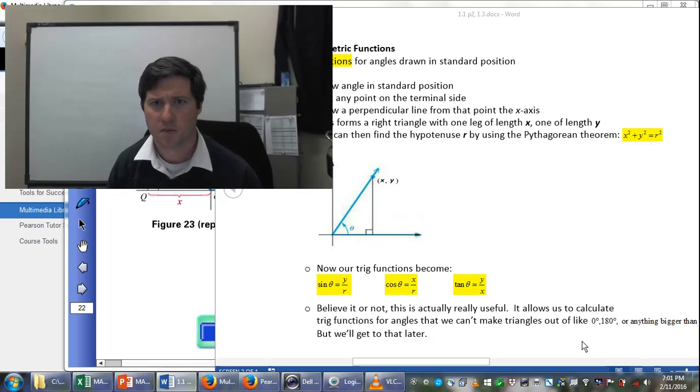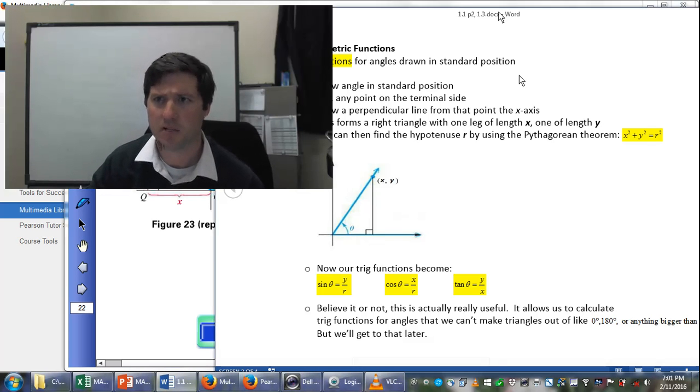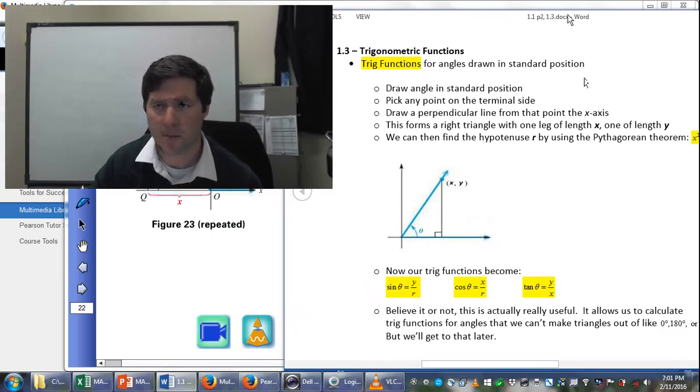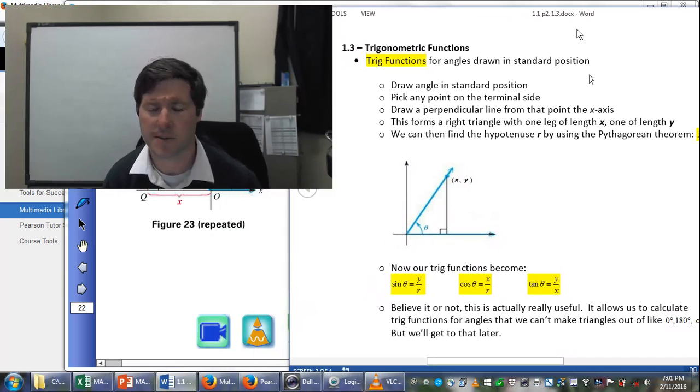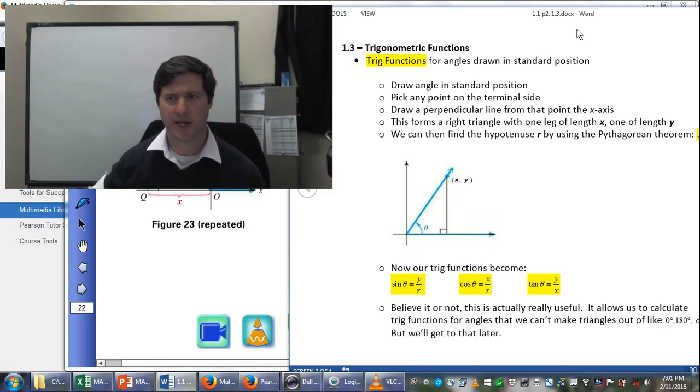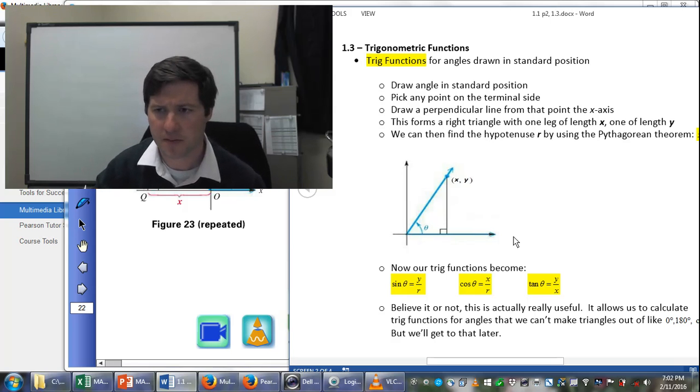Here I've got a nice little picture for you to look at. We've got an angle in standard position. The initial side lays along the x-axis. The terminal side is just sticking out here into space. And of course, these two axes here, these two arrows that aren't labeled, are the x and y axis.